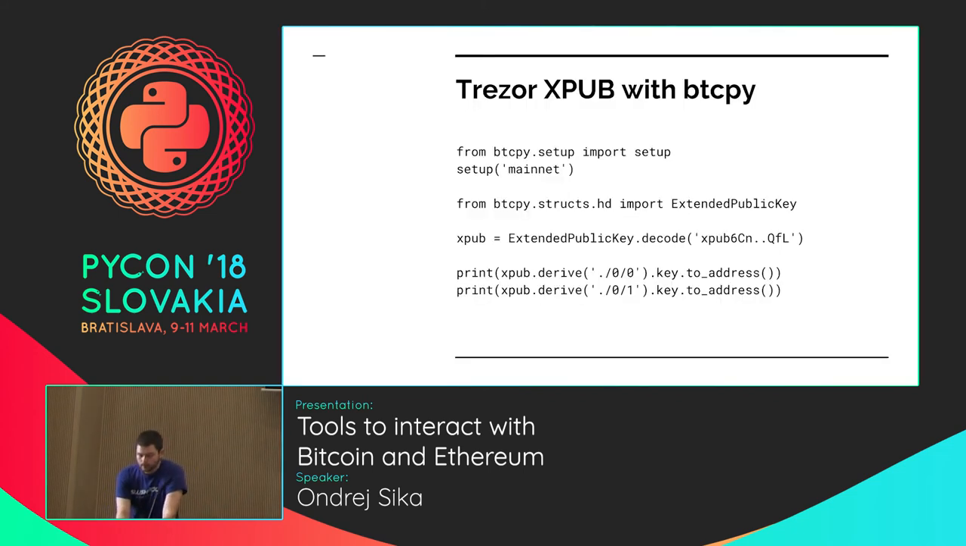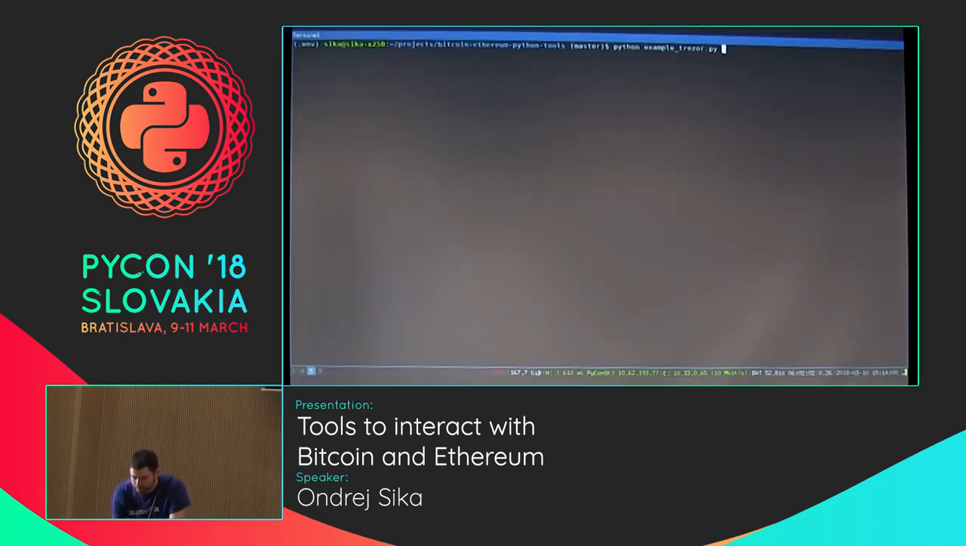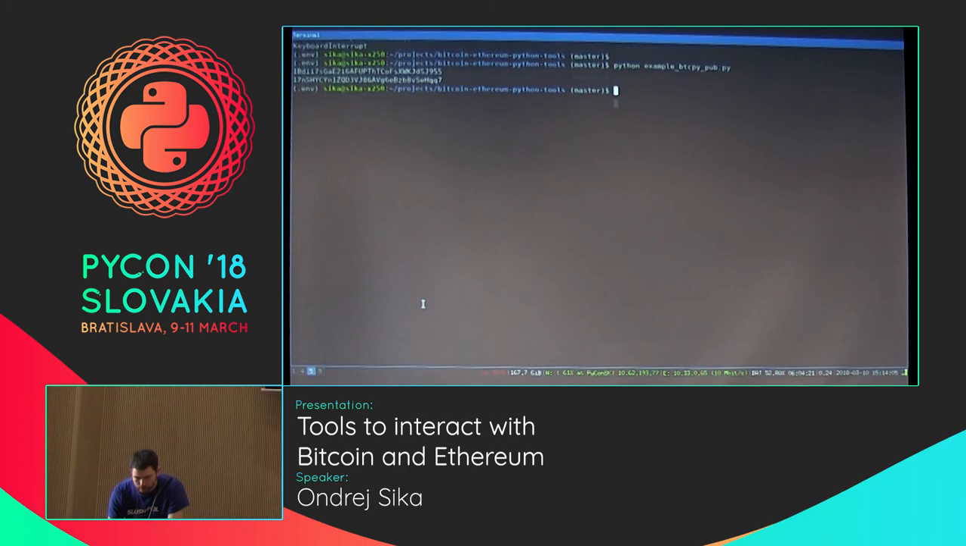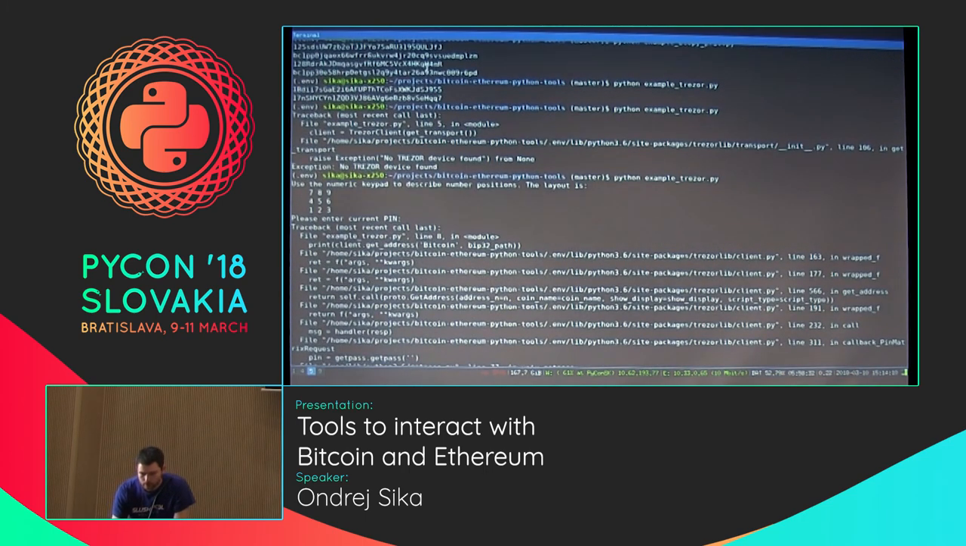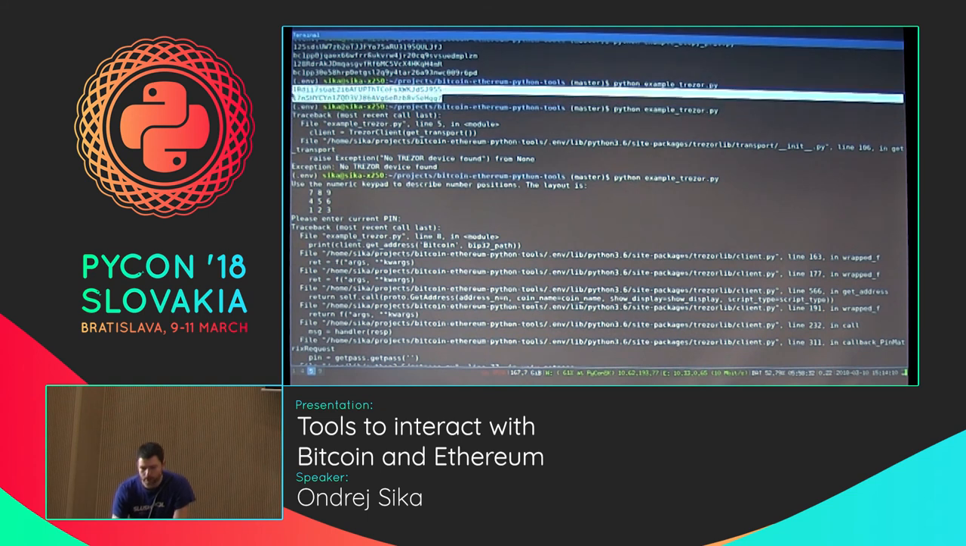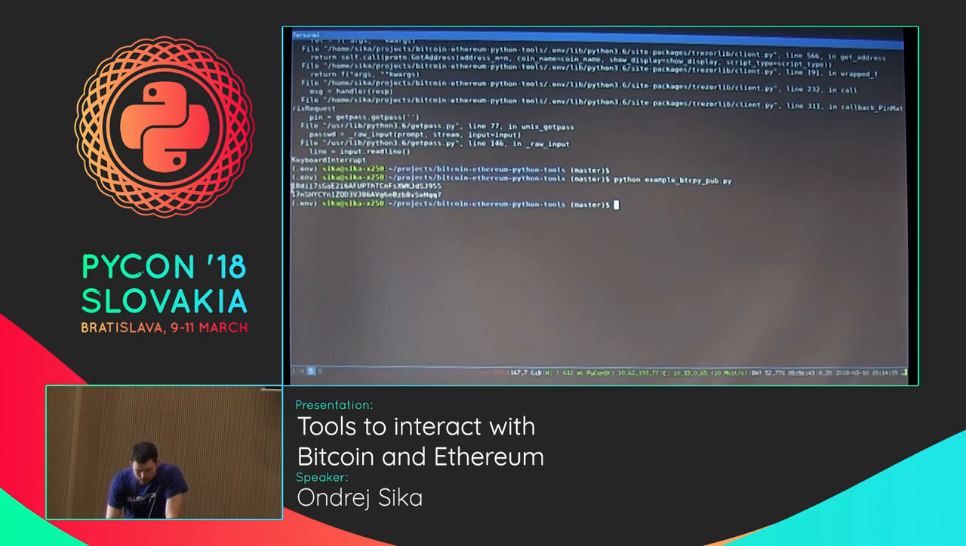I exported the XPUB from Trezor, and easily with the BTC Pi library I generate the same addresses as from Trezor without the Trezor device connected. Here, BTC Pi pop, yeah, and those addresses are the same as those addresses created from Trezor. So you see, 1BDEE, BDII, yeah, it just works.